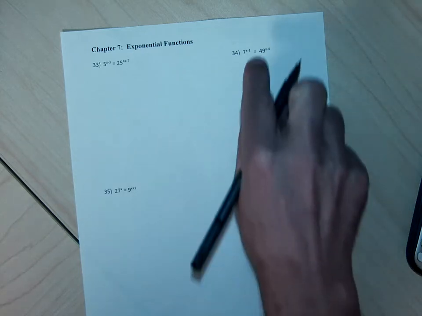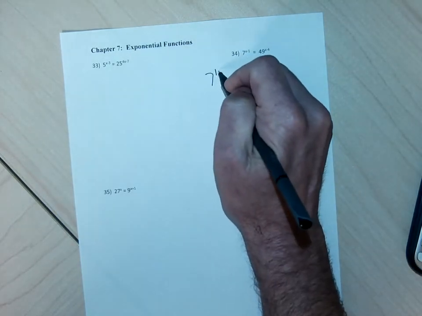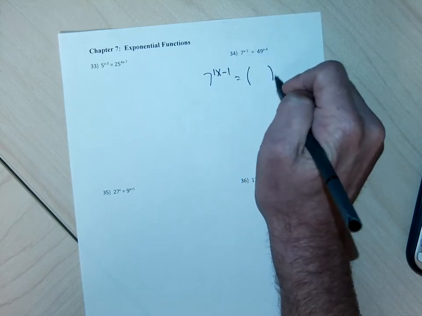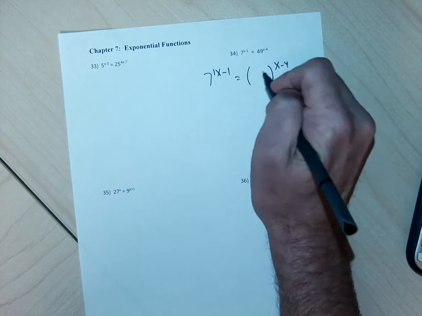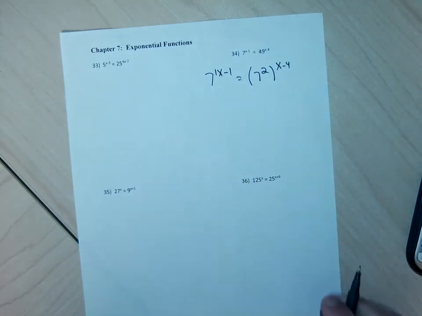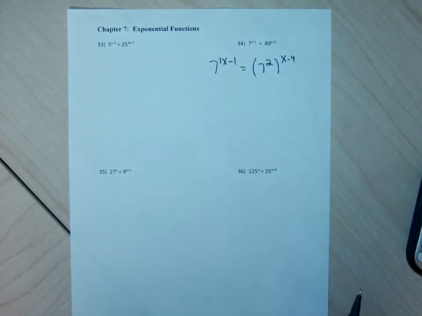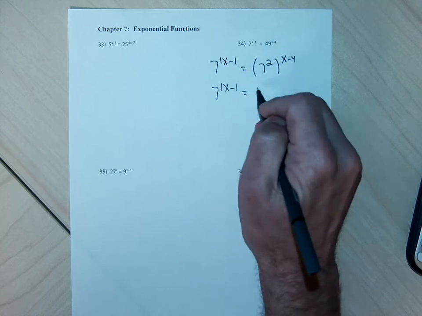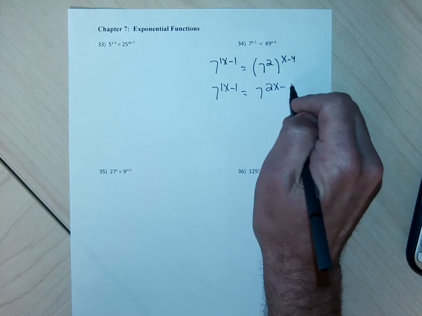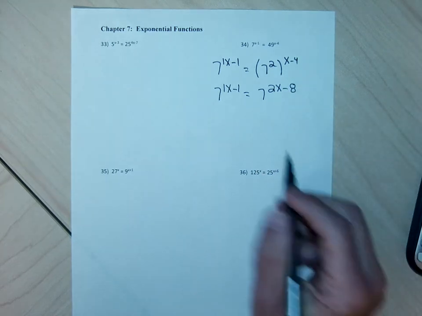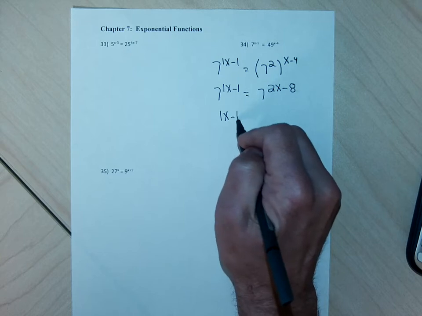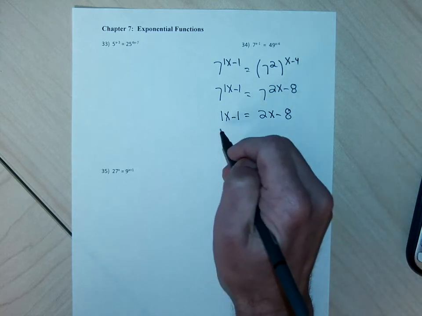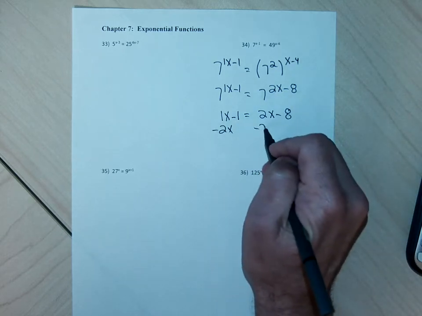I'll do 34 here. I get 7 to the 1x minus 1, and then equals 49 to the x minus 4. 49, the prime factoring is 7 squared. Because it already had an exponent, I put it in parentheses. To clear the parentheses that I just imposed, I'm going to multiply the 2 by the x and the 2 by the minus 4. Once I get both sides written with the same base, I drop the bases and set the exponents equal to each other. And then I do the algebra to get the x isolated.